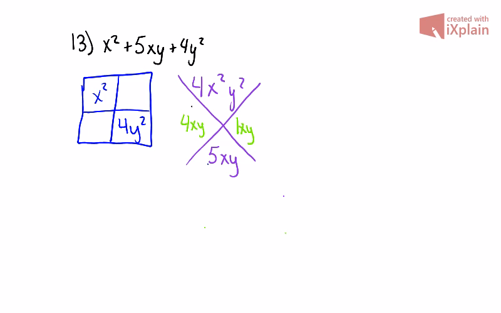So I'm going to go ahead and write those over here in my box, and then I'll start pulling out my GCF. So my GCF of my first column here is just an x. GCF of my second column here would be a 4y. GCF of my first row is again an x. And the GCF of my second row would be just a y. So my factors are x plus y and x plus 4y.